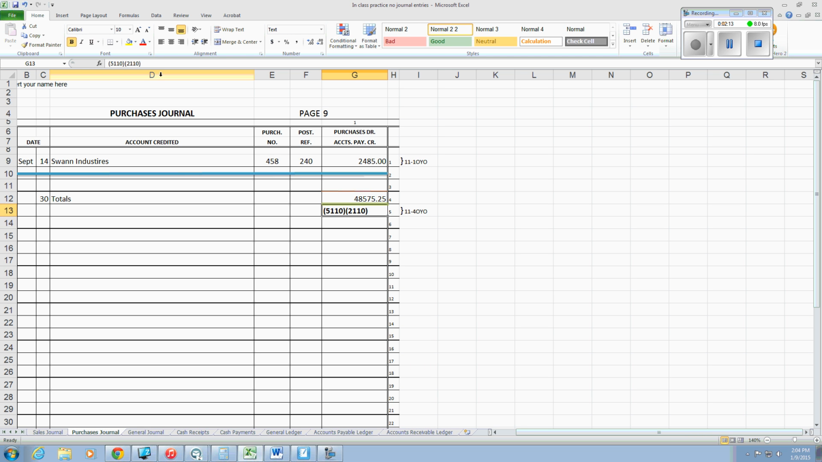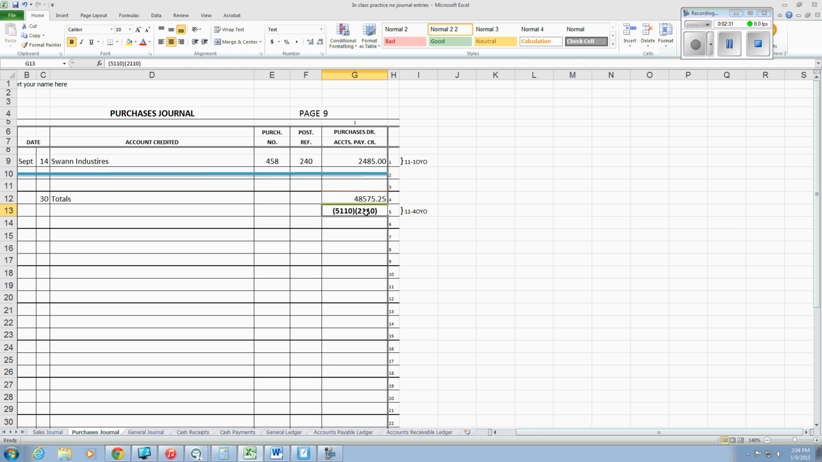Now we could center that to make it look pretty, but all we've done is take this total and post it to 5110, which corresponds with the purchases debit. We've taken the 48,575.25 and put it to the accounts payable credit side and post referenced it that way. So that's how you do the purchases journal.